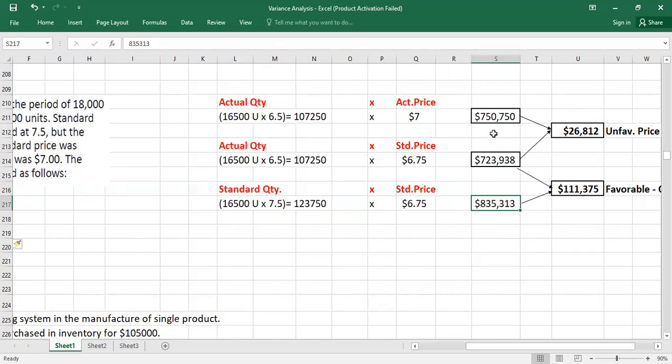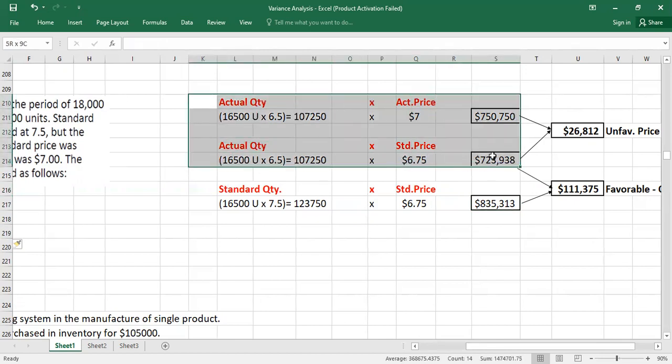If you multiply the standard quantity with the standard price, you will get $835,313. Now if you take the difference of the first two lines, as I told you, this will result in price variance. And as I told you, if the first line is higher and the second is lower, this will be unfavorable. You can see the first line is higher, it is 750,000 something, and here we have 723,000 something. That is why there is an unfavorable price variance.